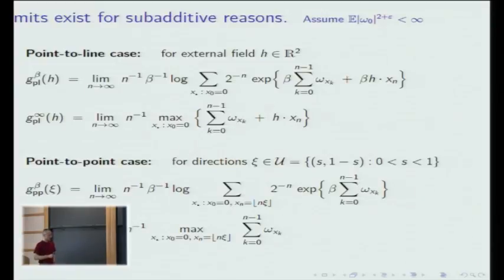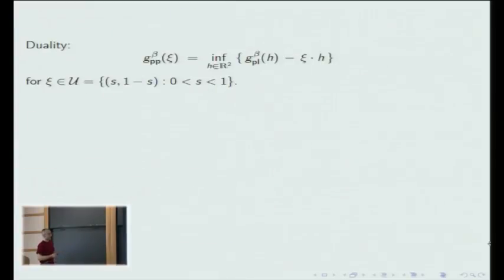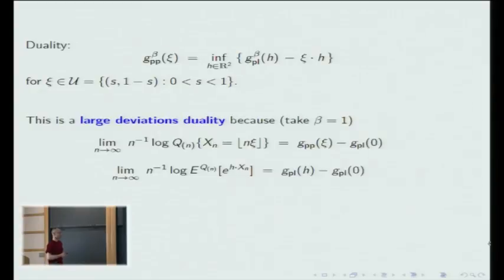So that's the setup. Any questions at this point? So let's try to say something about these limits. The first observation is that they're in a nice duality, the point-to-point and the point-to-line case. It's really a large deviations duality for those of us who like large deviations, because if I look at the quenched, oops, sorry, wrong button.